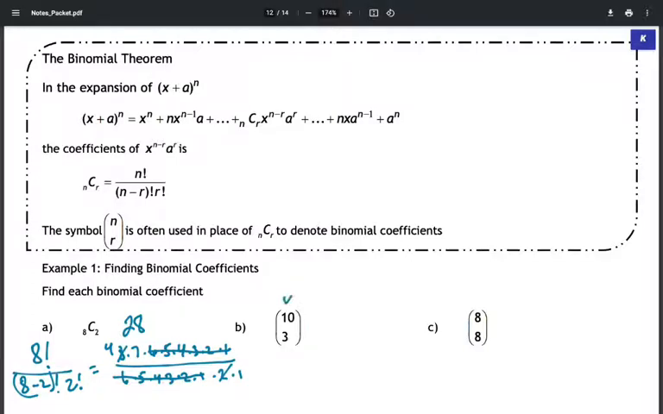So sometimes they might write it like this, and all that means is you're saying C with the 10 on the left and the 3 on the right, and then you can type that in.